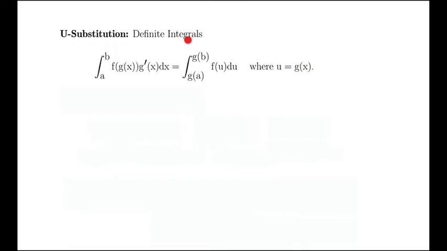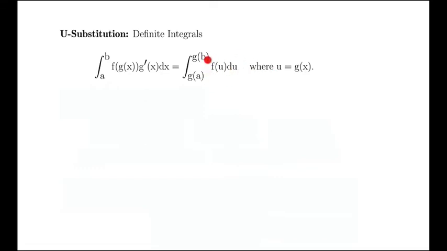We can also use u-Substitution to figure out definite integrals. In this case, the formula is a little bit different. It looks fairly similar. We have the integral from a to b of f of g of x times g prime of x dx. That looks similar. We're also going to use the substitution u equals g of x. And we're also going to end up with a new integrand of f of u du.